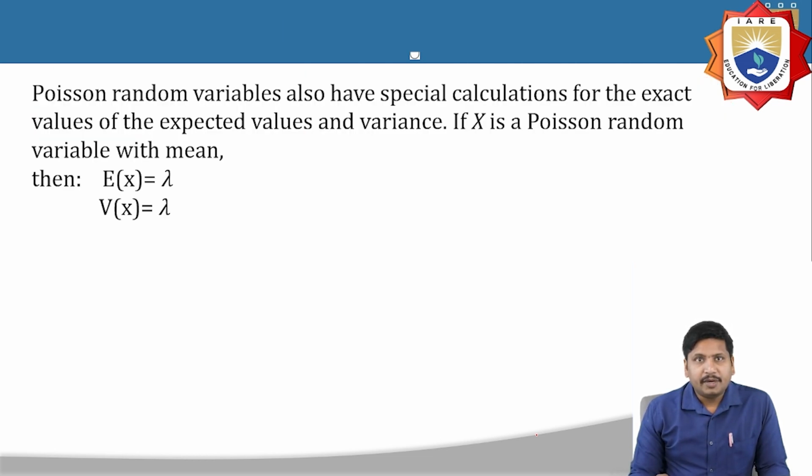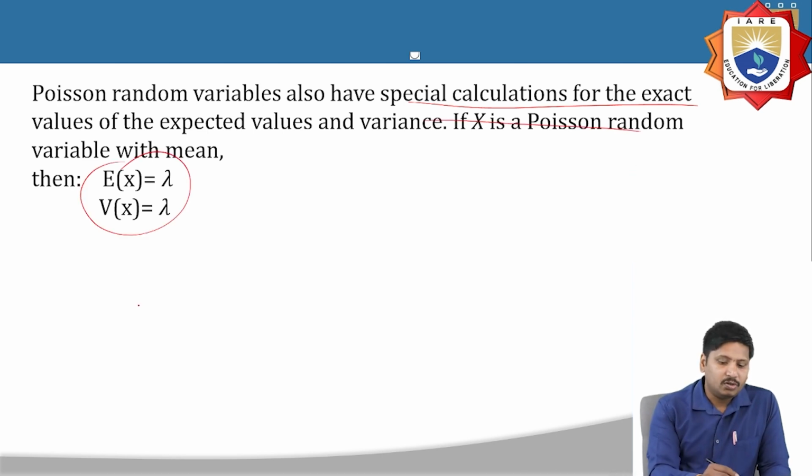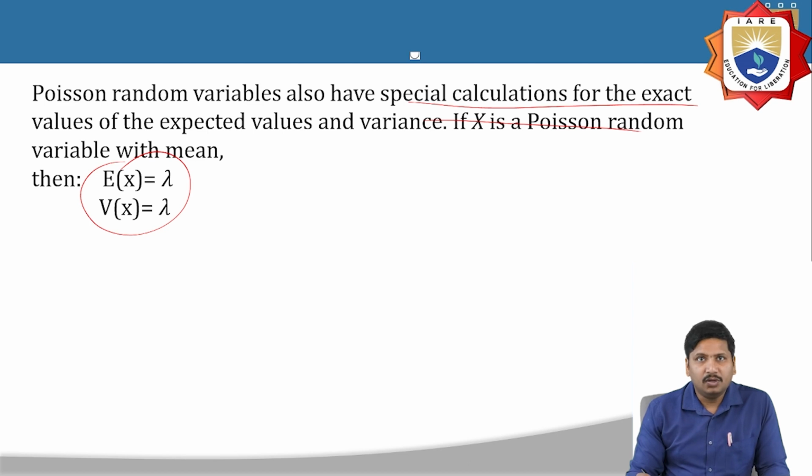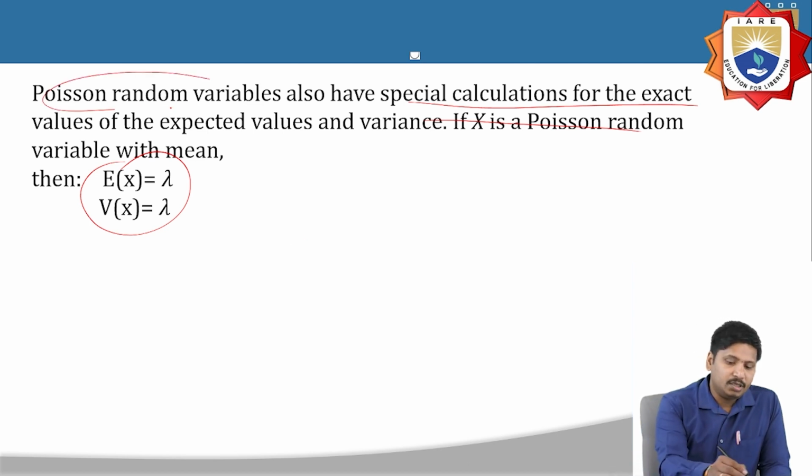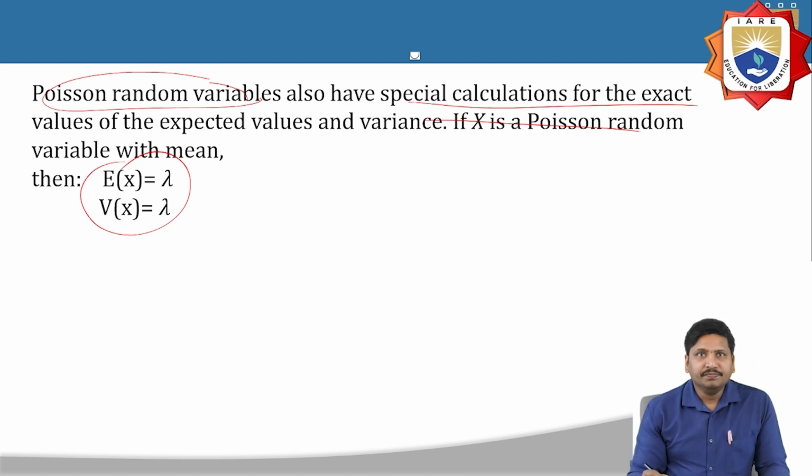So what is the expected value and variance of this Poisson random variable? The Poisson random variable has special calculations for the exact value, expected value and variance, where x is the Poisson random variable. So E of x is equal to lambda, and V of x is equal to lambda. So the expected value and variance are the same in the case of a Poisson random variable.